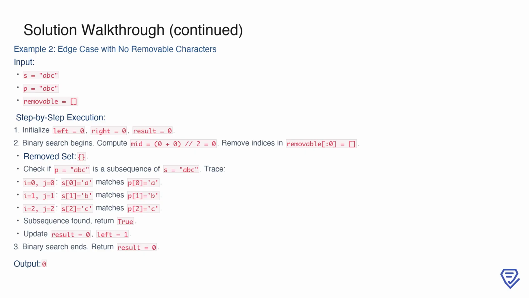Checking if P is a subsequence of S, we trace through the characters and find that S0 matches P0, S1 matches P1, and S2 matches P2. This confirms that P is indeed a subsequence, so we update result to 0 and increment left to 1. However, since left now exceeds right, the binary search ends, and the final result remains 0. This means no characters need to be removed to keep P as a subsequence. The output for this example is 0.